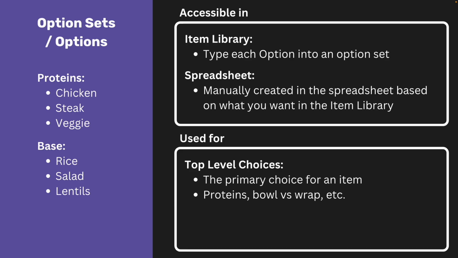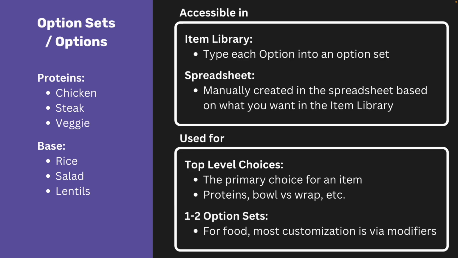That might be the protein, that might be like the bowl versus the wrap. I call that the shape. Something that is the top level first choice for the customer. It's not going to be what toppings do you want. It's not going to be something like that that's far down the list of narrowing them into exactly what they want. This is used typically with 1 to 2 option sets. I like to do 1 for simplicity, but we can do 2. Most customizations, we're going to end up using the modifiers, which we'll talk about in just a second. And I'm going to go back over all this and show you where it is in Square, where it is in the spreadsheet, all of that.